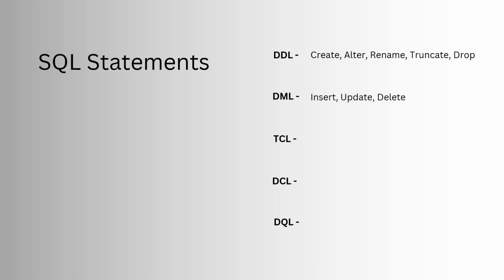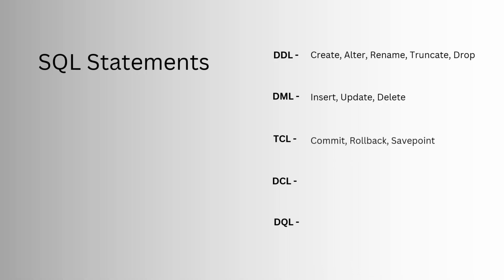Coming to DML commands, we have 3 commands here: insert, update, delete. These 3 commands are mainly useful to add, modify, or delete the rows of a table. Using the insert command, you can insert a new record into a table. Using update, you can update a row of a table. And using delete, you can delete a row from a table.